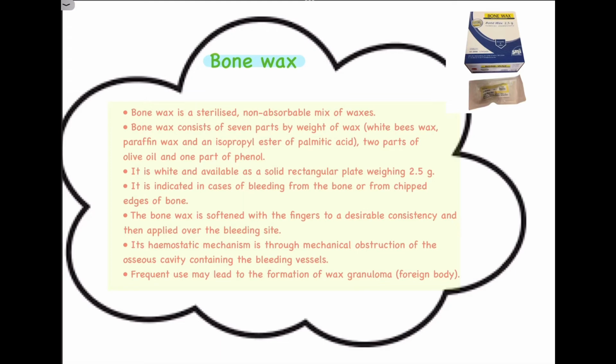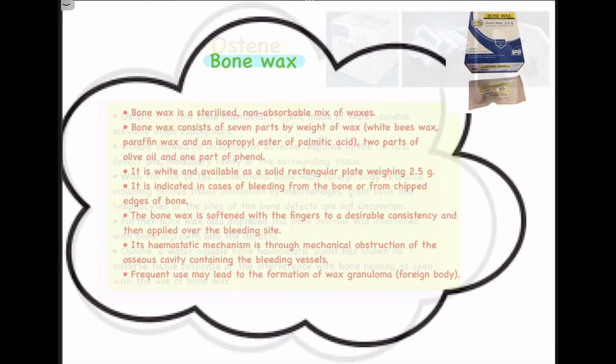So if at all we are using this wax very frequently, it may lead to formation of a wax granuloma. Basically, as it is non-resorbable, it may lead to a foreign body reaction, and that is known as wax granuloma.